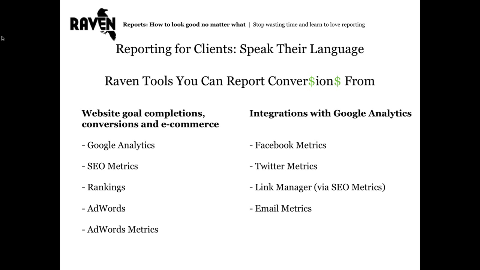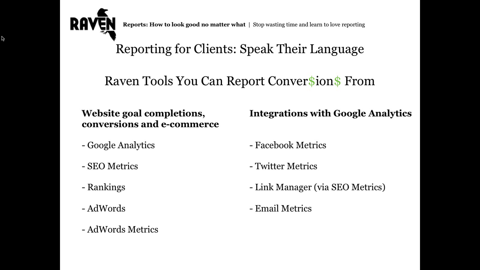Our rankings tool has conversion data mashed up in it as well, just because, again, those rankings are a means to an end. Obviously, Raven's AdWords and AdWords metrics tools are going to show you your conversions, your clicks, your return on spend, helpful metrics like that. And then on the right, we also have some tools that you may not be aware are integrated with Google Analytics. For example, Facebook and Twitter, those metrics tools in Raven, not only can you measure your social engagement and your social successes there, but we also have integrations with Google Analytics where with the click of a button, you can see the specific social links that were clicked that drove traffic to your website and can even drill down and see whether or not that social referral traffic converted.